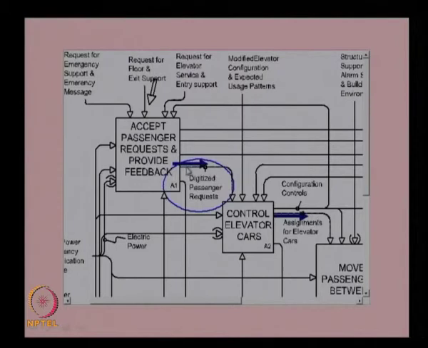Similarly, what is happening to the digitized passenger request, and how is it converted to elevator cars? We need to go into this function and then find out the path through which the signal is passing. So we will go through these different stages. I mean, we go to the A1 function and its sub functions, similarly A2 and its sub functions, and A3 and its sub functions, to trace the scenario of the passenger request.